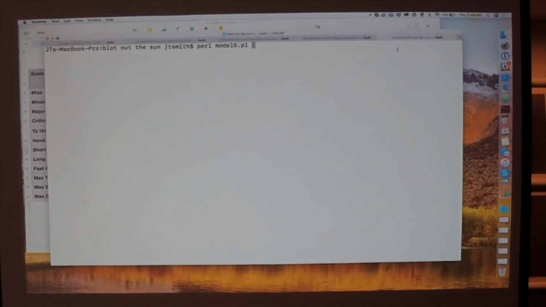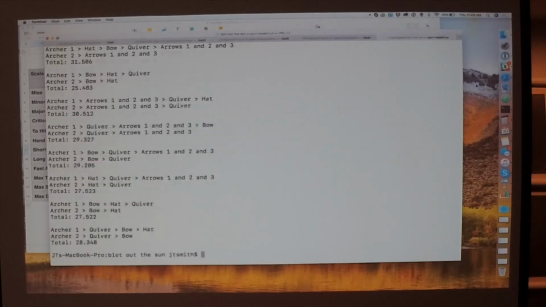So, okay, this one, what is this? Oh, blot out the sun, right? There's a simple little video game where you're basically just throwing arrows at each other. And I thought, oh, that'd be a fun little, really fast-paced, real-time card game. So I started building out models of how that might work with different numbers of archers and what kind of upgrades they were doing. Bow, hat, quiver upgrade. Arrows 1, 2, and 3, quiver, hat. These are the different levels of upgrades of one archer versus another archer, right?